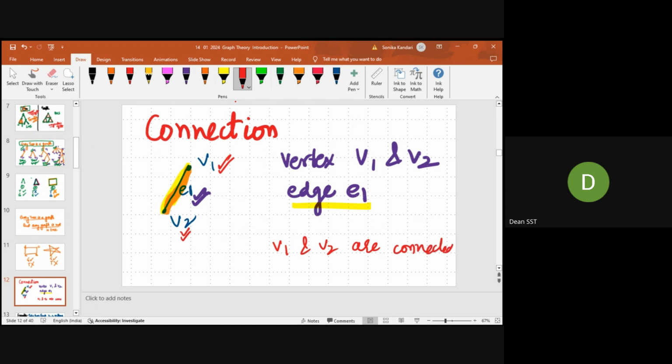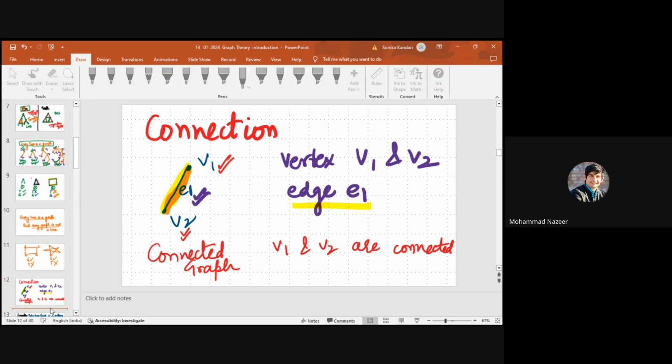Is it clear, class? Yes, ma'am. So this graph is known as a connected graph. Is it clear? Yes, ma'am.